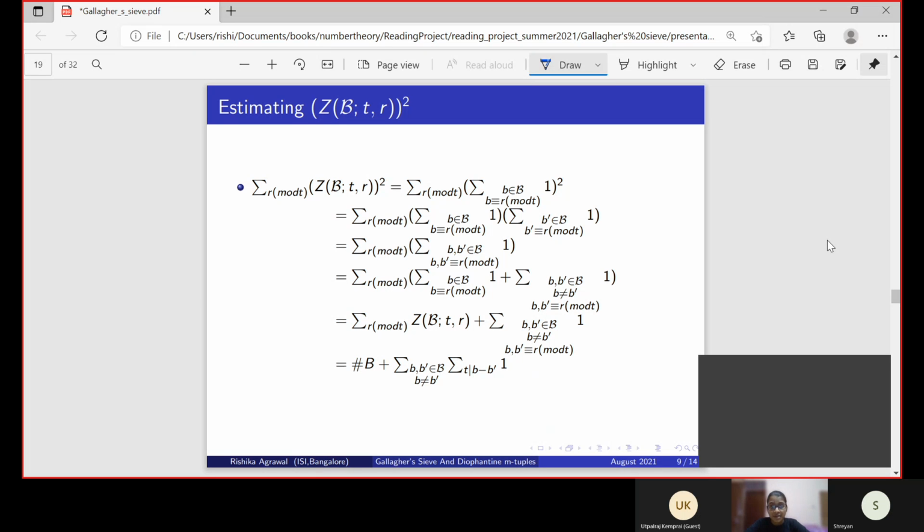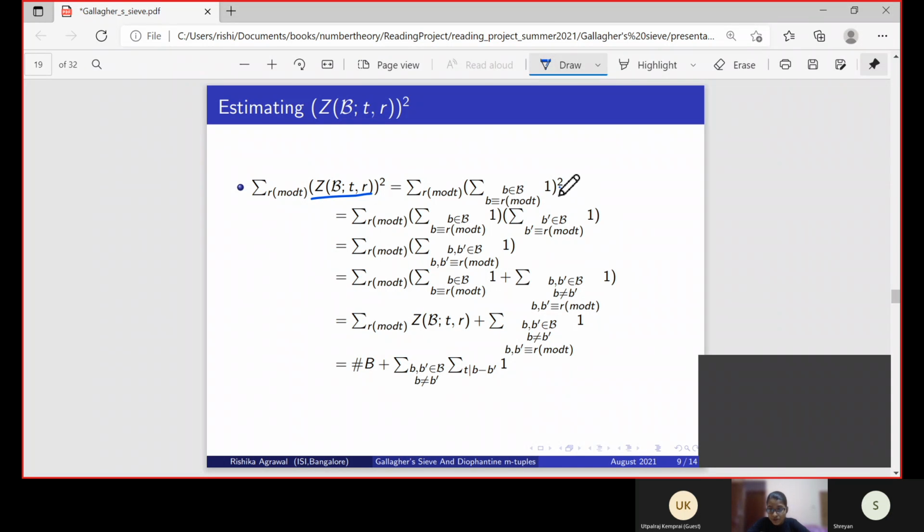Okay, so the summation of Z(B, t, r) whole squared over r mod t can be written as follows. Before stating this equality, I would like to repeat the definition of Z. Z(B, t, r) is defined as the size of the set of b belonging to B such that b is congruent to r mod t. So writing the statement in terms of an indicator function and summing over r mod t, we write the summation over r mod t of the summation over b belonging to B, b congruent to r mod t, of 1, whole squared.